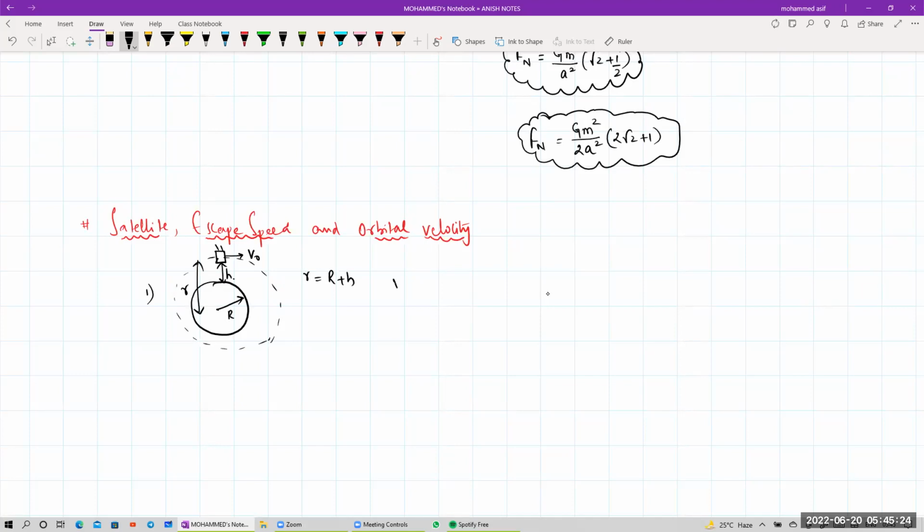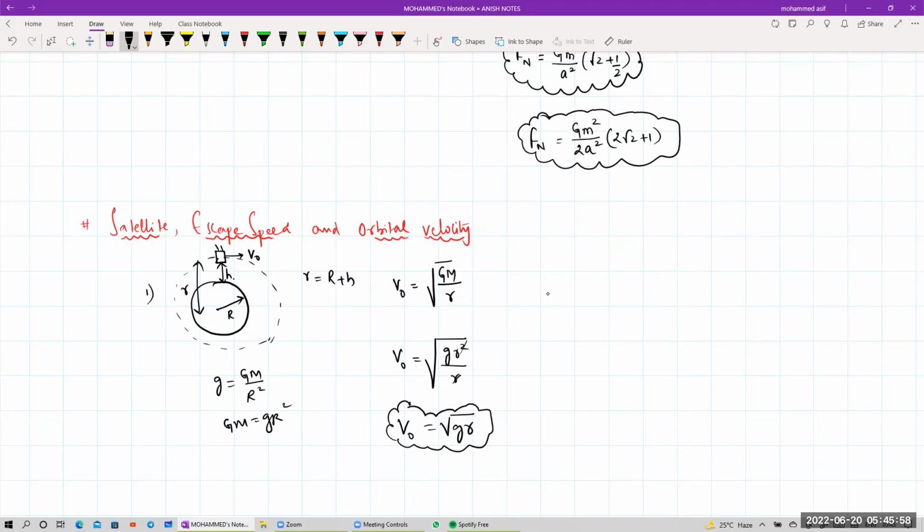So orbital velocity will be equal to how much? V naught is equal to under root of capital G into capital M divided by small r, isn't it? So I can write small g is equal to capital G capital M divided by r square. So capital G capital M can be written as g into r square. So orbital velocity will be equal to under root of g into r square divided by r. R and r will get cancelled. So orbital velocity is also equal to under root of g into r.